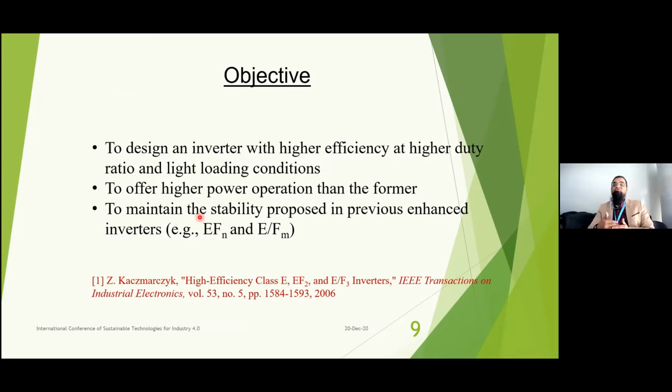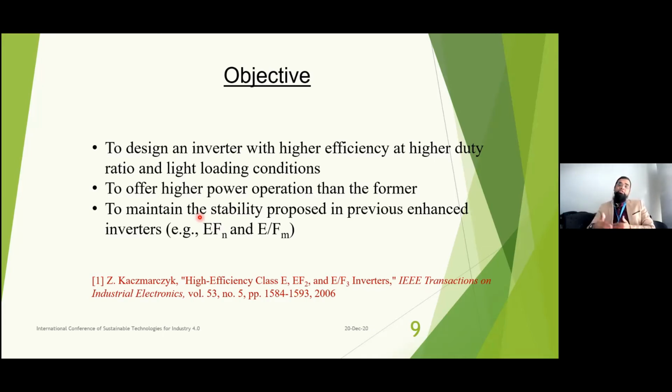And secondly, we want to offer a higher power. As I have said before, the class E is mostly appropriate for the low power region, or lower medium power region. So we want to improve that range. We want to increase the power delivery capability of this class E configuration. And finally, we also want to maintain the stability that is offered by the previous class E and class EFn inverters.